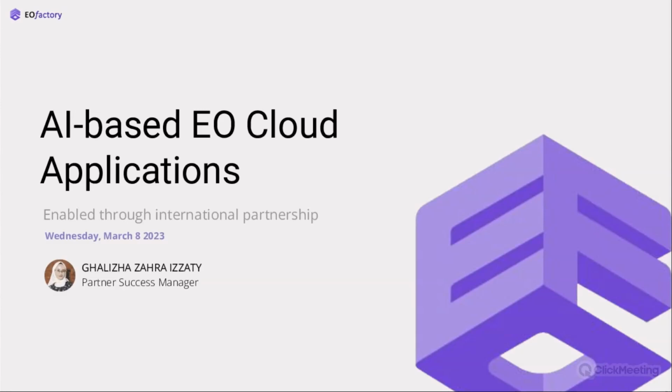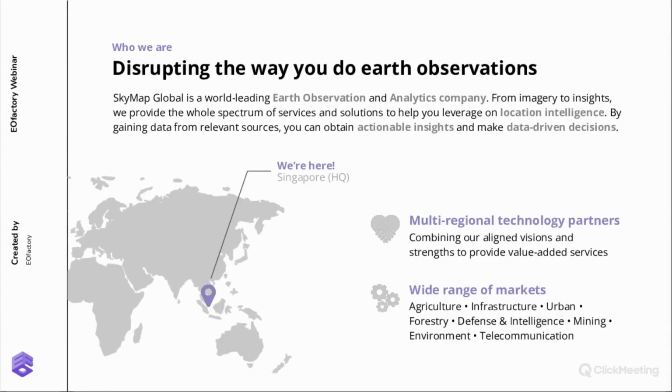Before we jump into the demo, let me slide to the next slide first. I'm going to give you an overview of who we are and our technology and what that has to do with the demonstrations later. Our company is called SkyMap Global. We're an Earth observation analytics company headquartered in Singapore. We have partners from all over the world, which is how this webinar is brought to you in the first place. Through our joint strength and aligned visions, we are able to provide services to a wide range of sectors, from agriculture, infrastructure, urban, forestry, defense and intelligence, mining, environment, down to telecommunication.